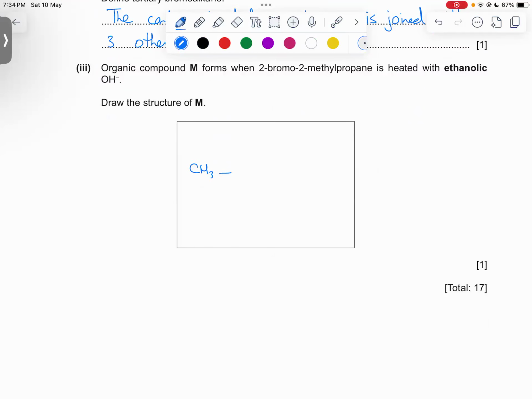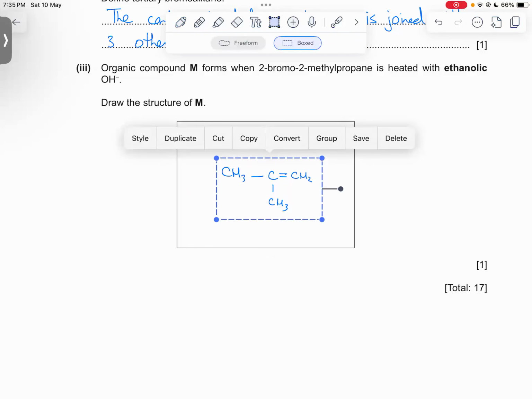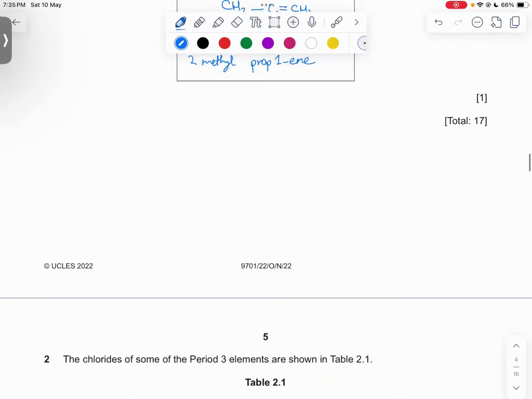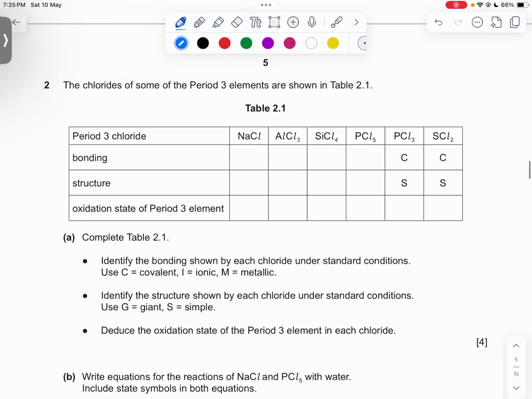So I like to do CH3, CH, no, there is no H, there is only a double bond. So make the double bond over here, make this CH2 then, and then this is CH3. This will be the structure. An alkene will be formed. The name of this compound would be 2-methylprop-1-ene. Next question then.